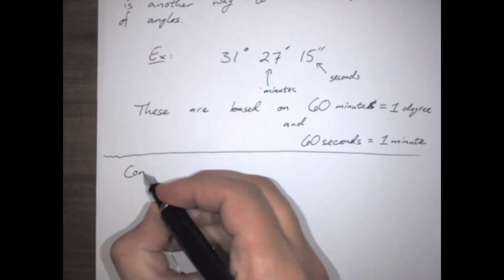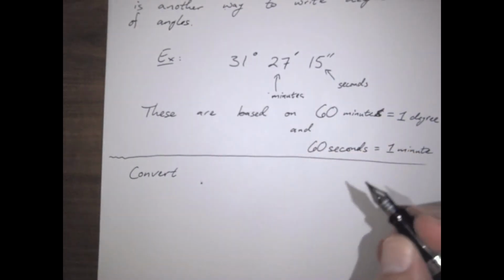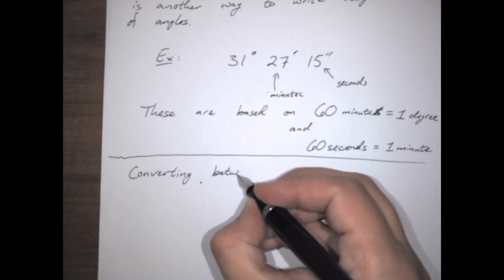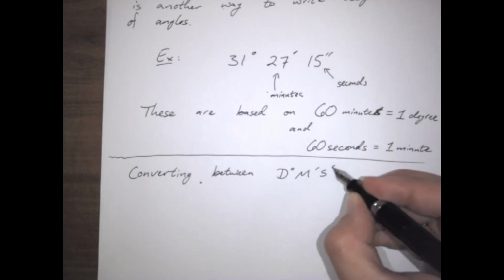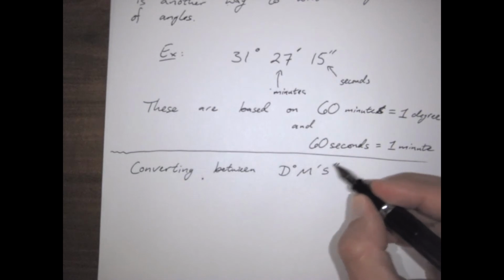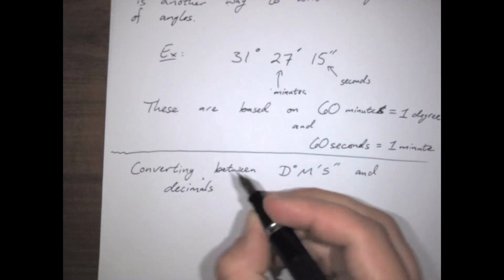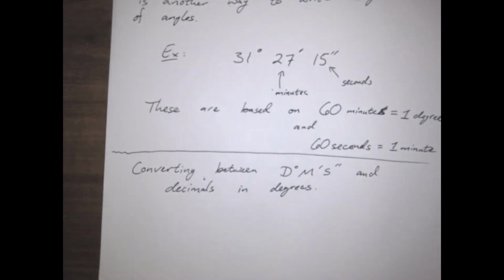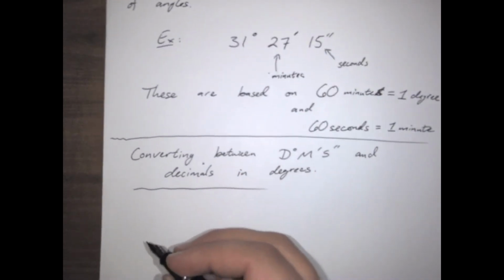Now we can convert between this, which is called the DMS format, and what we'll just call decimals in degrees, based on this understanding. So we can also write it like this to be a little bit more suggestive: DMS with the little degree symbol, and then one tick mark for minutes and 2 tick marks for seconds. And decimals in degrees. Okay, so let's figure out how this would work.